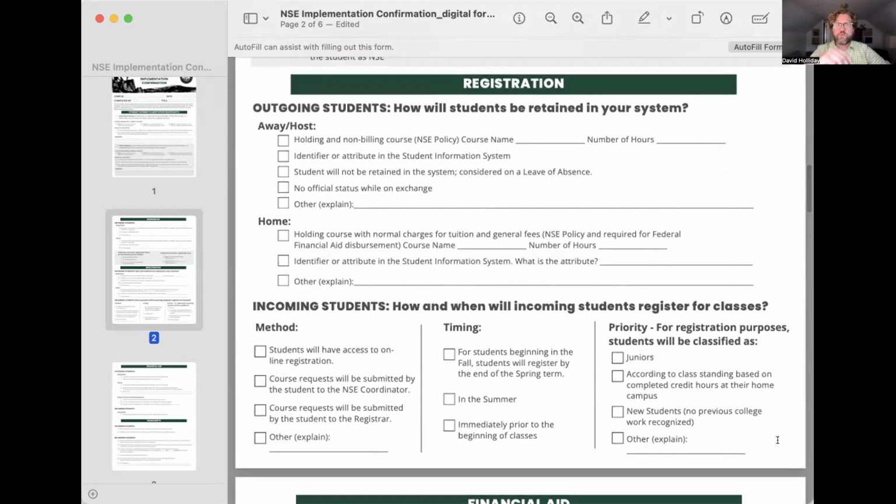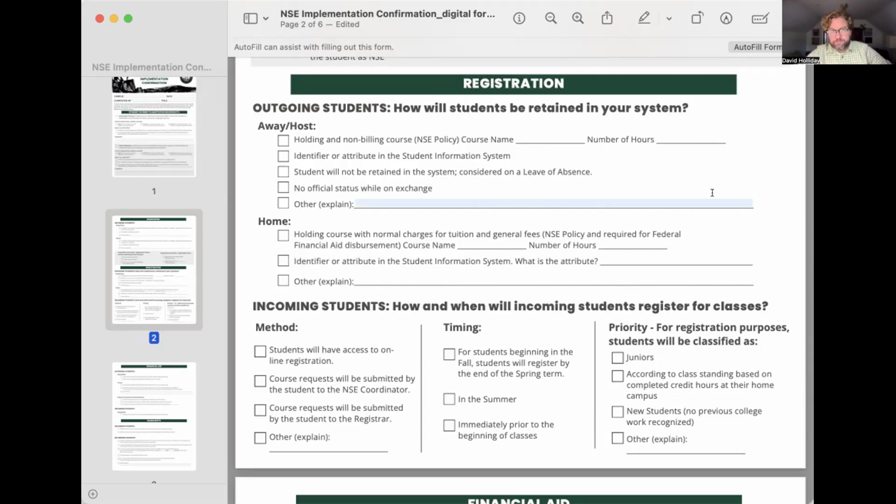Registration. So the first section is regarding outgoing students registration. Now it is NSE procedure or policy that every NSE student should be registered at their home institution while they're away on exchange. So most of us have holding courses or placeholder registration courses, and so make sure that those are in place. Document the names of those courses, the number of credit hours, things like that, and so outline this entire process here as well.